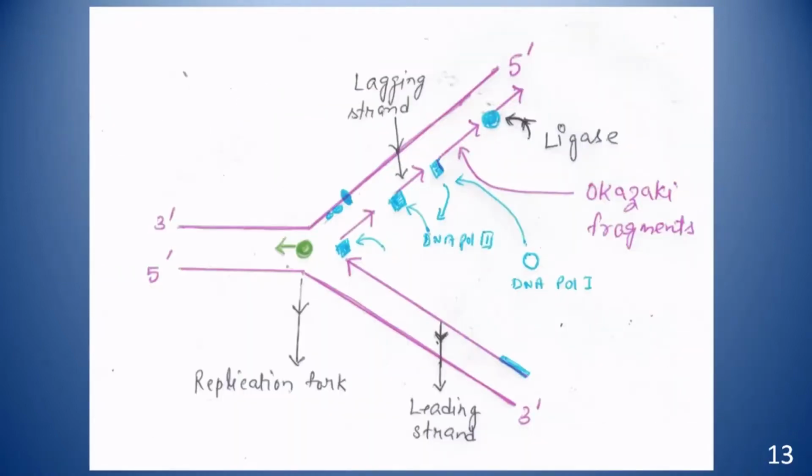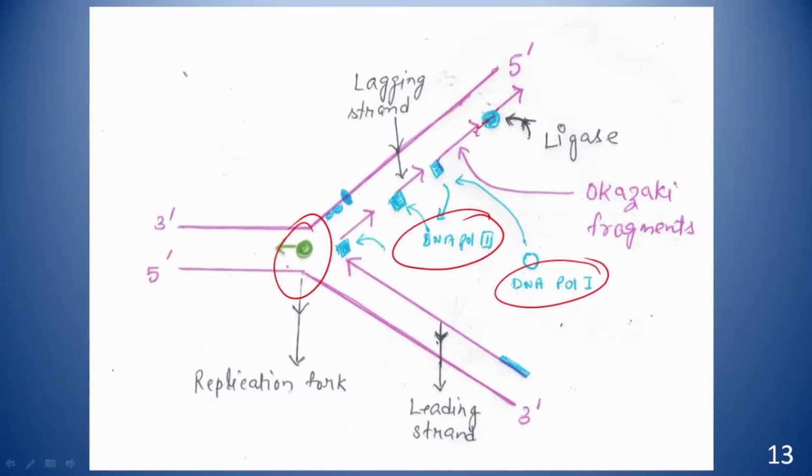So this is the lagging strand, and here you can see how it is built. This is the leading strand, this is the replication fork. This is polymerase 1 and this is polymerase 3, and this is ligase, which joins these Okazaki fragments together, and finally the daughter strand is built up. So what is the role of DNA polymerase 3 and 1?